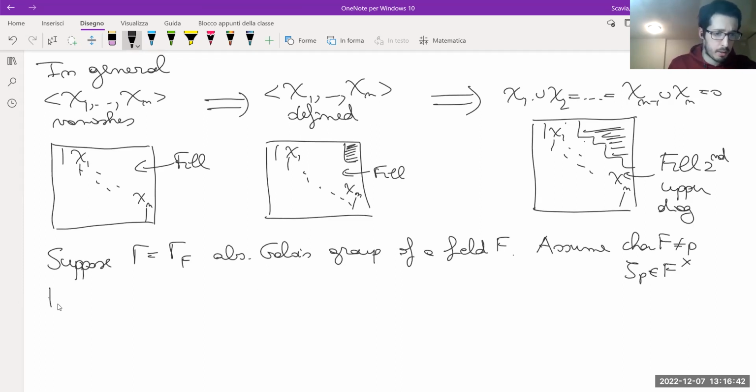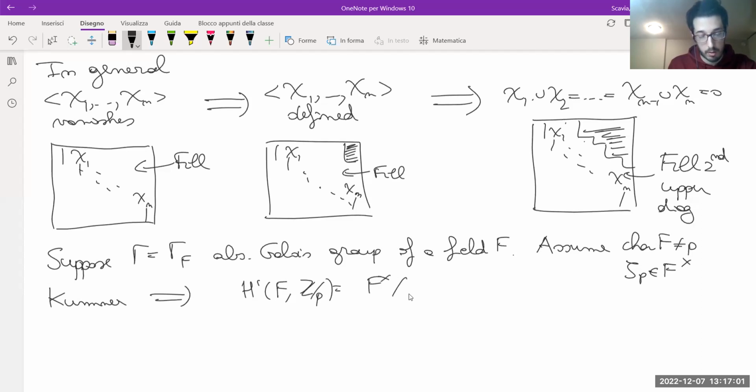Okay, so in this case, we can reinterpret this definition of the Massey product being defined or vanishing in terms of elements of F, because the Kummer sequence tells us that H1(F, Z/p) is F star over p-th powers, and H2(F, Z/p) is the Brauer group of F, p-torsion.